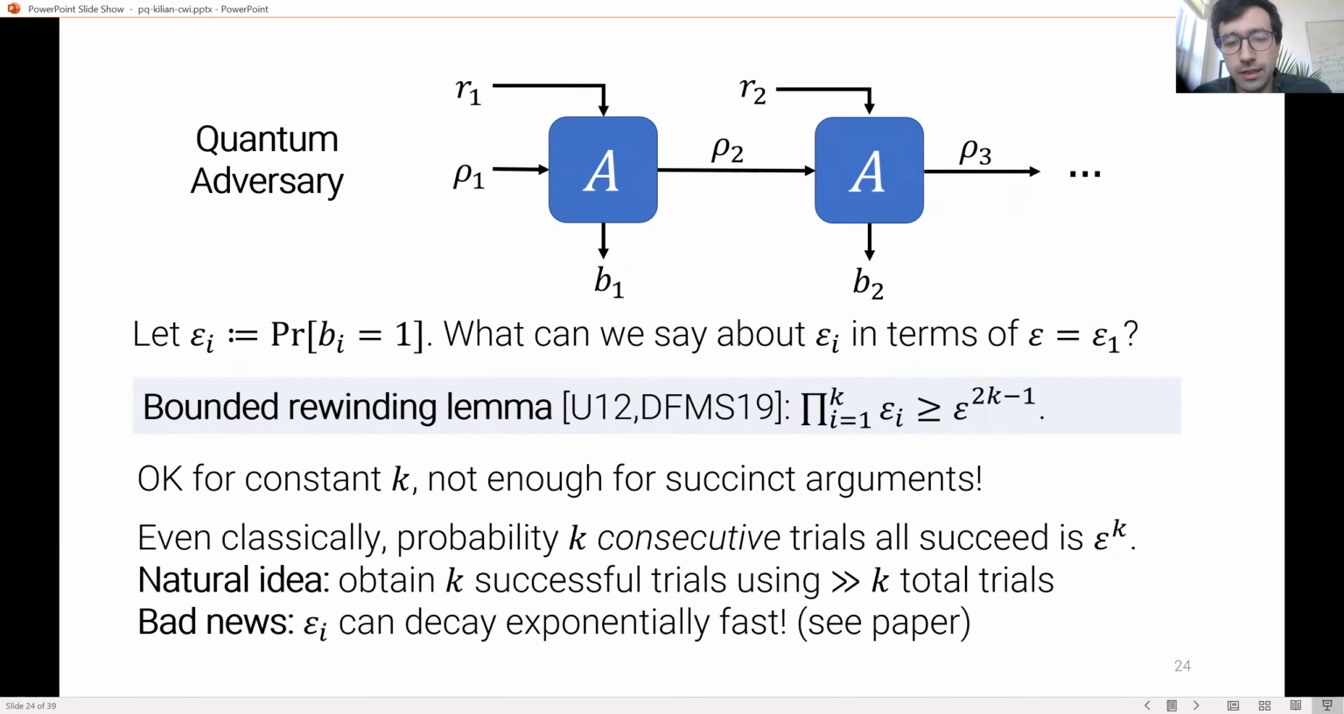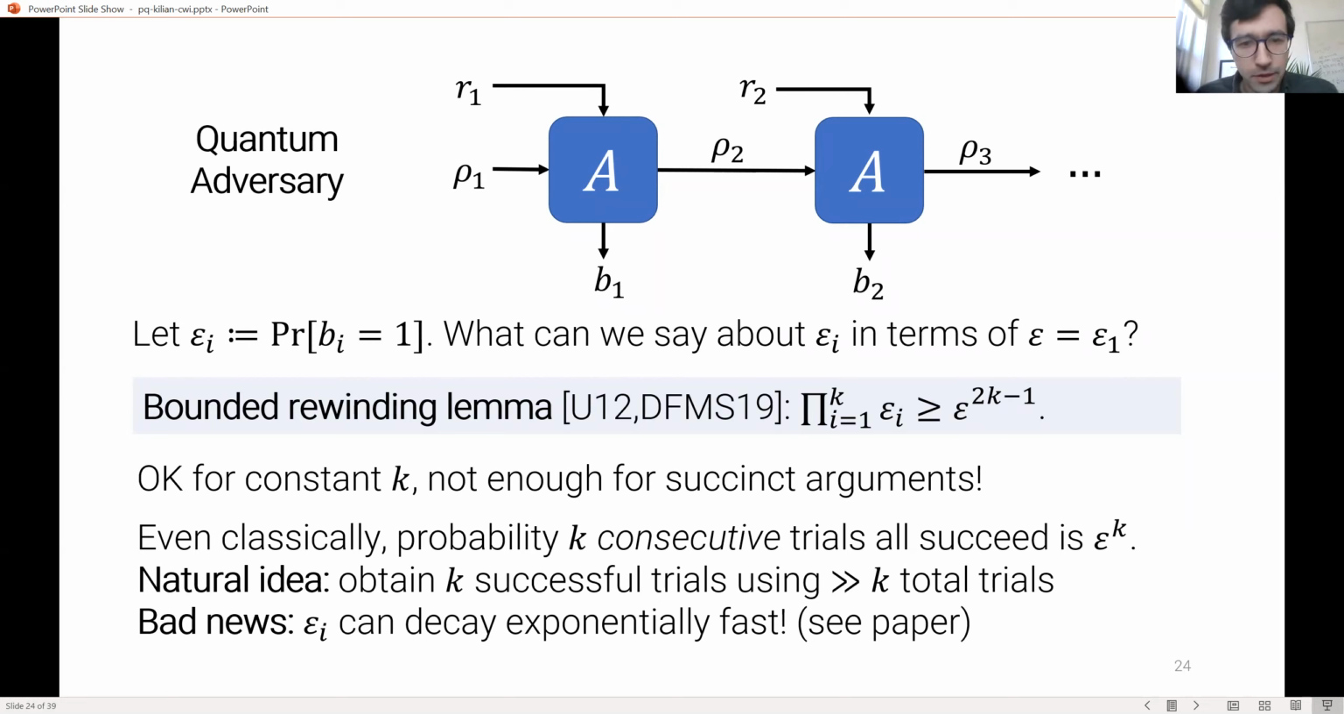One thing to note is that even classically, the probability that all the first k trials succeed is epsilon to the k. This is what the bounding rewinding lemma is saying: quantumly the probability that all the first k trials succeed is epsilon to the 2k minus 1, and classically this is very similar. But what you do classically is you just run it many more than k times, and then with very good probability at least k of them will have succeeded.